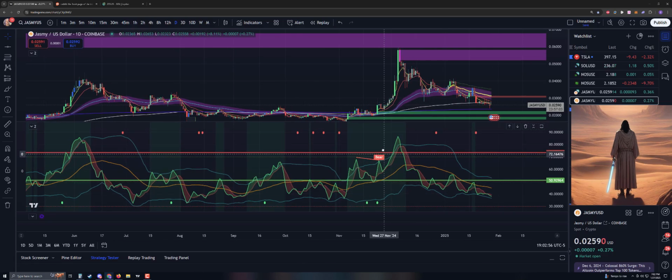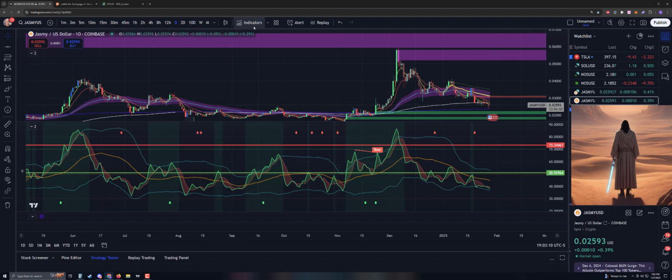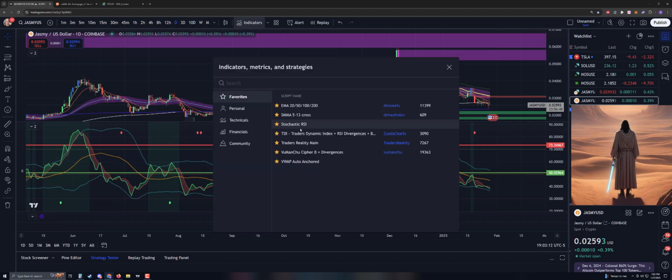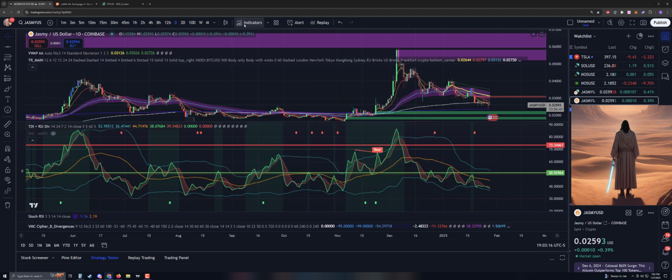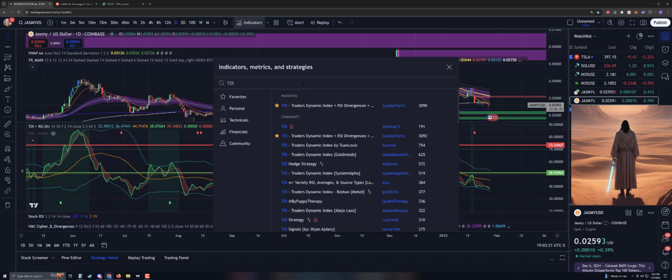I'm just going to do a little tutorial here for this indicator right here. On TradingView, this is called TDI plus RSI divergence. You can add this on your TradingView by going to indicators and searching for that. It's TDI, Traders Dynamic Index plus RSI divergence.